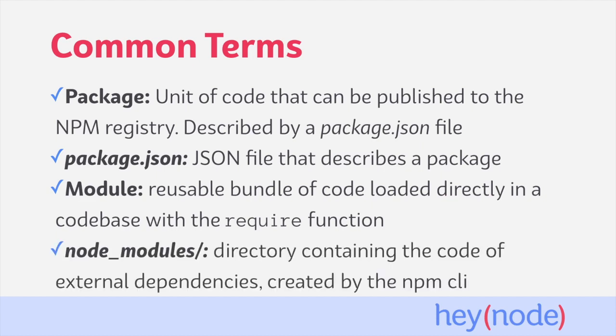The node_modules directory lives in the root of your application and is where packages are installed by the npm CLI tool. This directory contains the actual code of your application's dependencies. The directory is created for you when installing a project's dependencies. The node_modules folder should not be checked into version control.